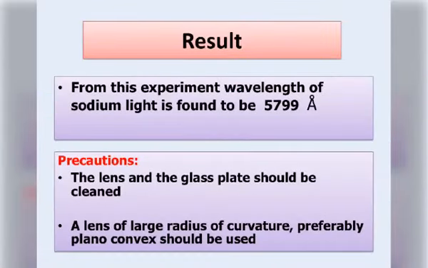The result of the experiment is that the wavelength of sodium light is found to be 5799 angstrom. The precautions are that the lens and the glass plate should be clean, and a lens of large radius of curvature, preferably plano-convex, should be used. So these are the result and precautions of Newton's rings. So this is all about the Newton's rings experiment.